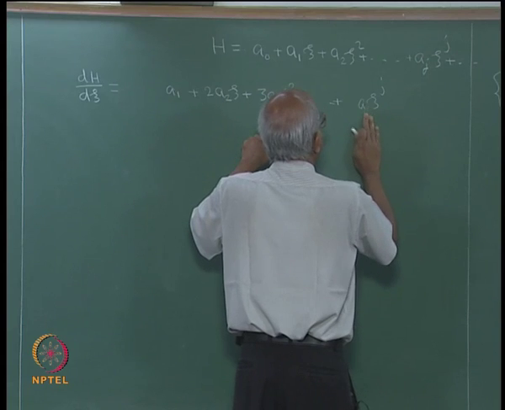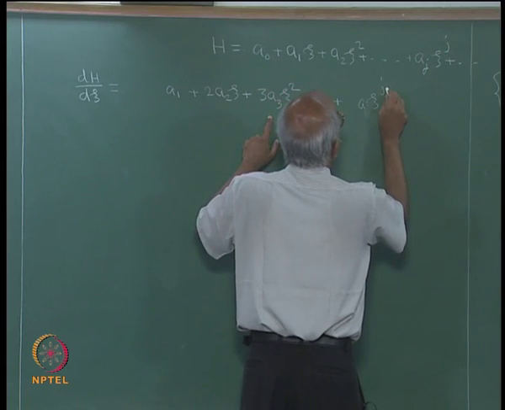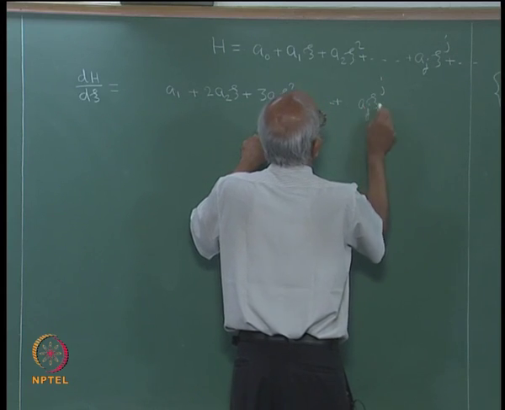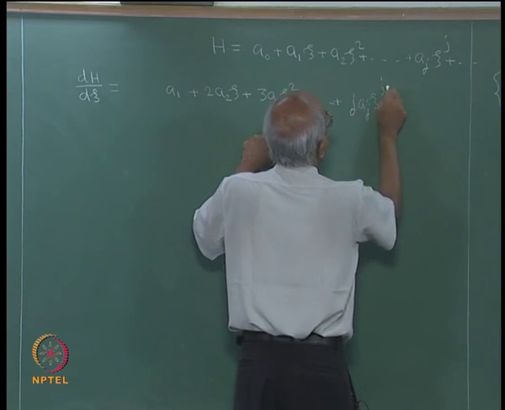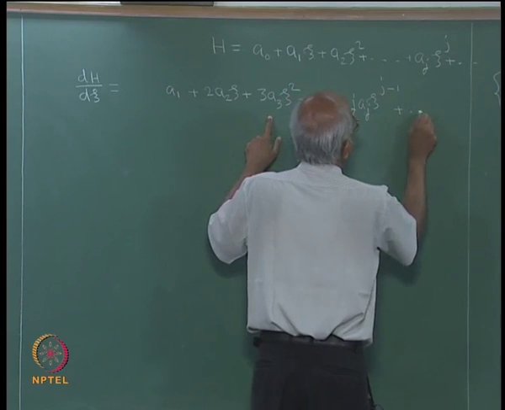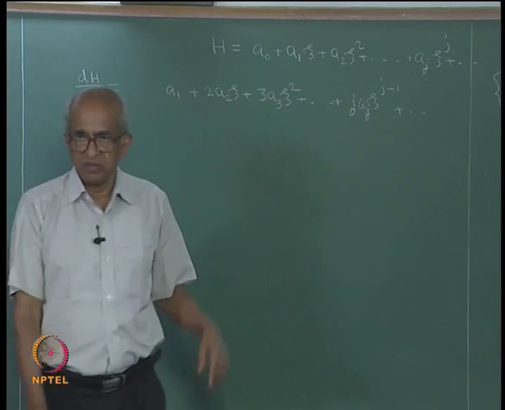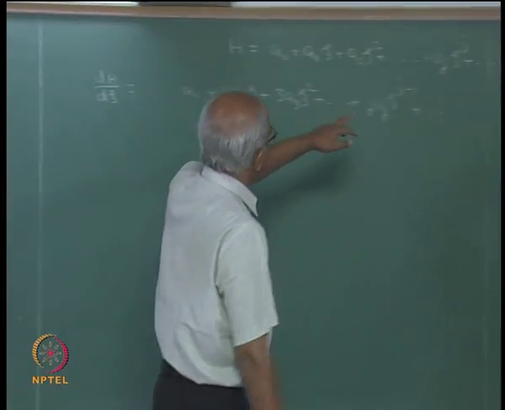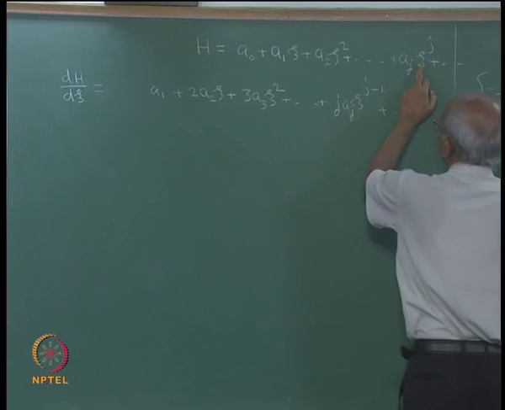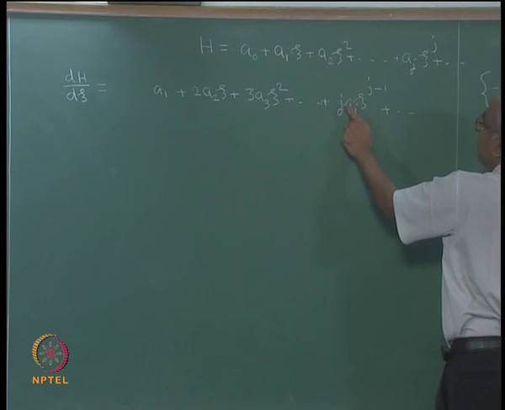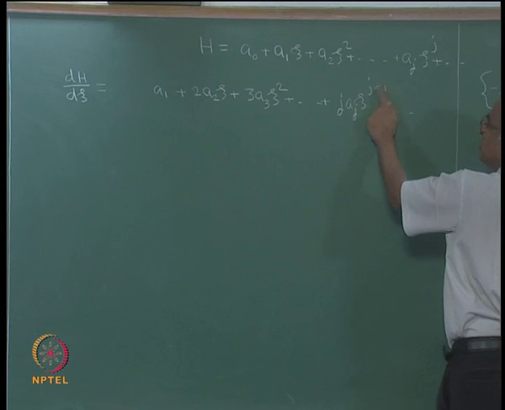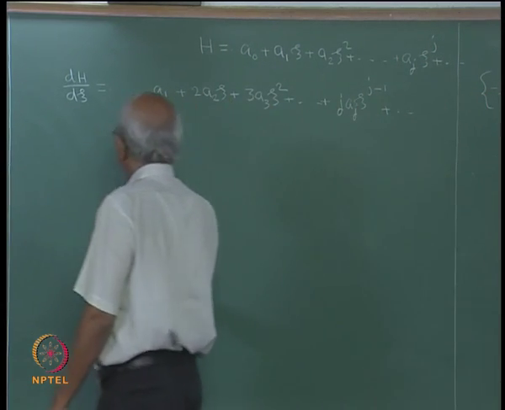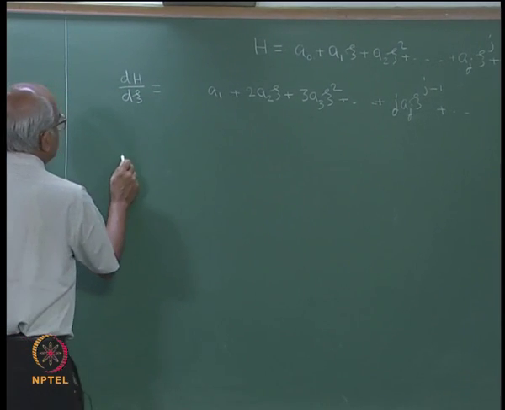Or maybe I will write it in this fashion. If you differentiate this term, what will be the answer? You are going to get j times aj c to the power of j minus 1 plus etc. Because the derivative of this term, what is it? It is going to be j times aj times c to the power of j minus 1. So, let us now calculate the second derivative.